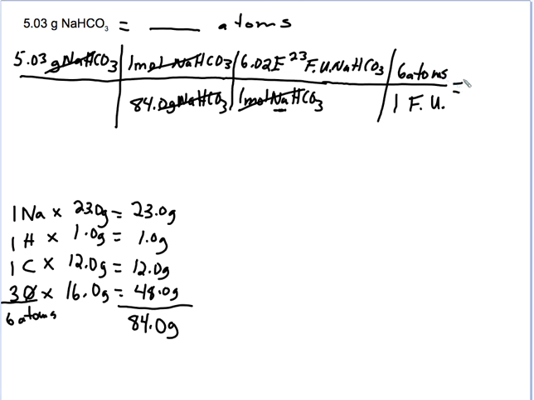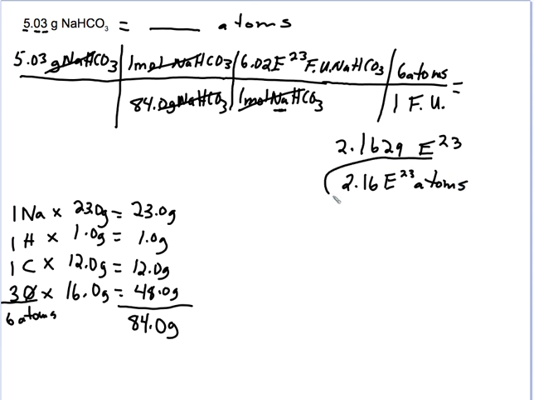Then we're going to do the math. And if you do the math on that one, it equals, I'm going to write it down here, I'm out of room, 2.1629 e to the 23rd. But we have to worry about significant digits. So we've got 1, okay, sandwich zeros are always counted, 2, 3 significant digits. So we've got to round to 3. So my answer would be 2.16 e to the 23rd atoms. That would be the correct answer.